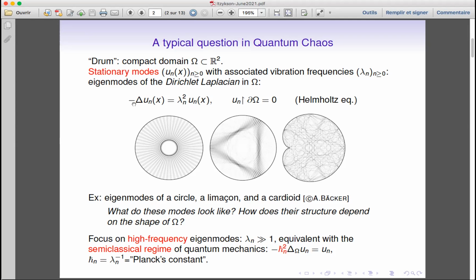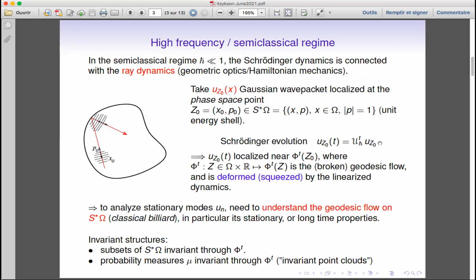So we know that the Laplacian has a discrete spectrum, and we want to say something about the structure of these eigenmodes. What we will be looking at are high frequency modes, which is equivalent to looking at the semiclassical regime of quantum mechanics, where the Laplacian times h squared is the kinetic energy of a quantum particle. You can view this as a quantum particle traveling inside this cavity. The Planck's constant here is an effective Planck's constant, which is just the inverse of the frequency. I think most people know about semiclassical quantum mechanics, but I still recall the type of method we'll be using.